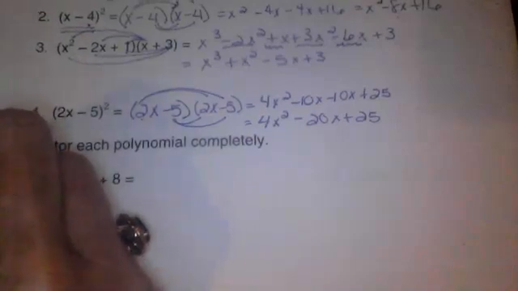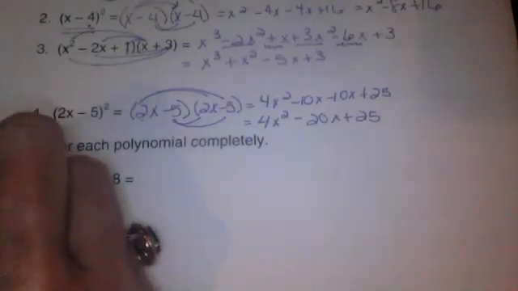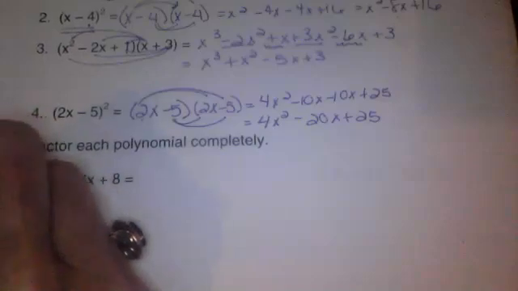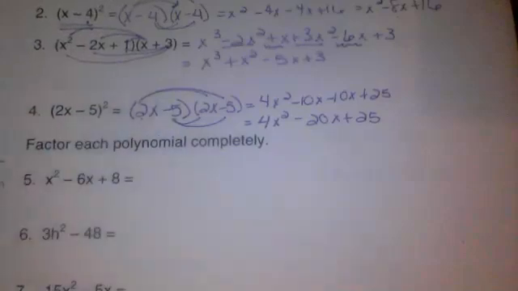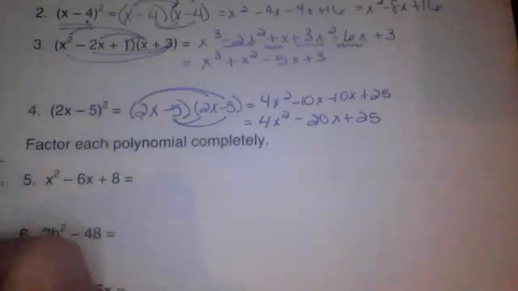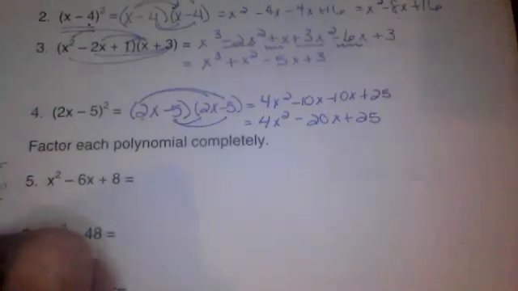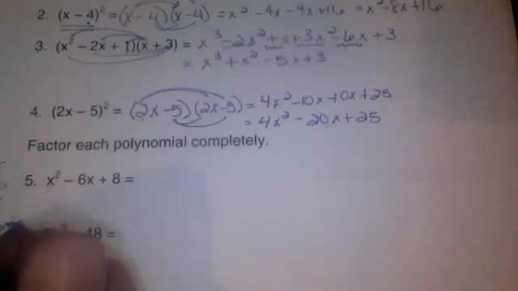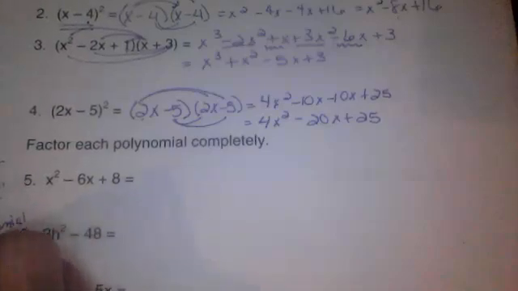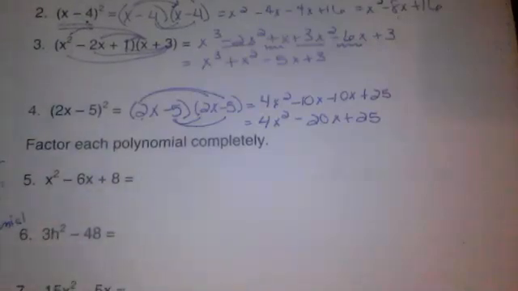So factor out common factor. Now this one doesn't have anything that they all have in common, so this doesn't apply. Then I want to look and see if it's a binomial or a trinomial. In this case, it's a trinomial. So if it's a trinomial, then we want to try to undo the multiplication, undo the FOIL.